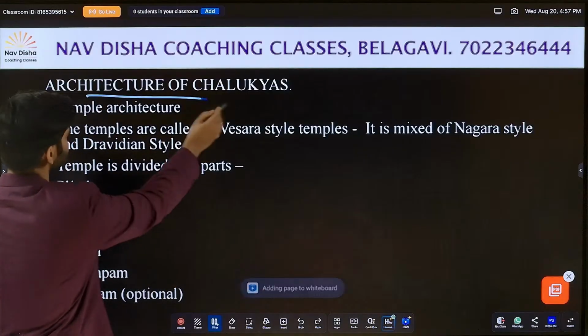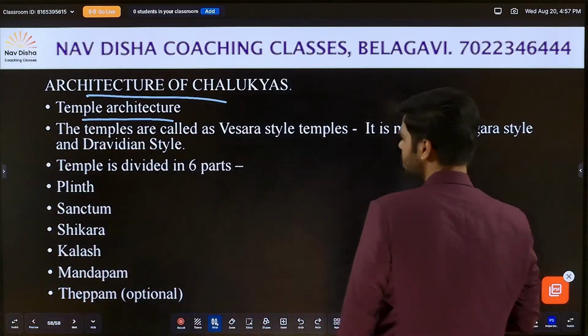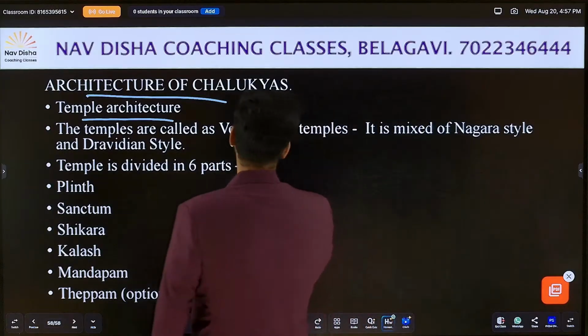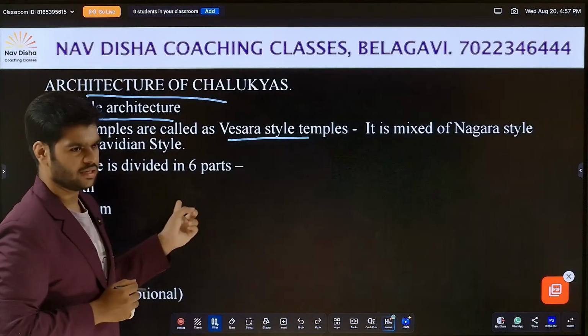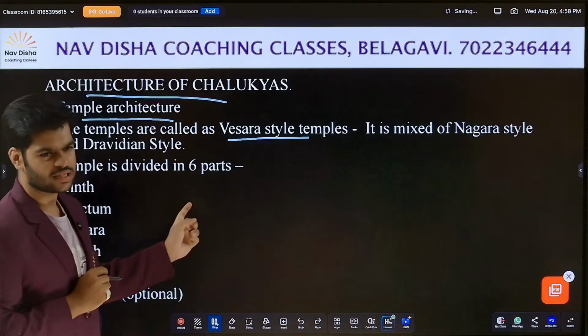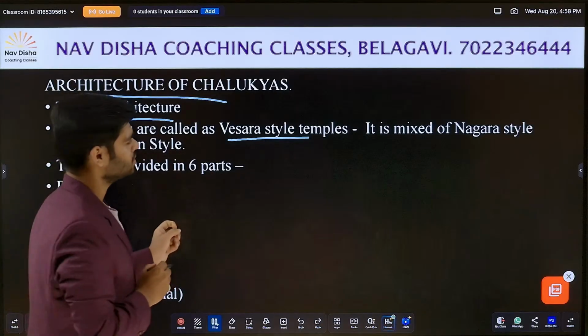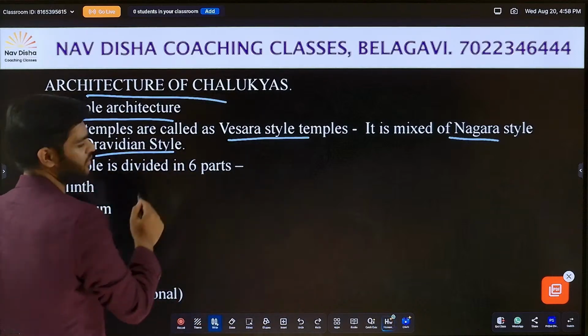Architecture of Chalukyas, temple architecture. So here also temple architecture becomes important. The temples are called Vesara style of temples. North India, Nagara style. South India, Dravidian style. Central India, Chalukyas is Central India, Vesara style. So this Vesara style is a mix of Nagara style and Dravidian style.